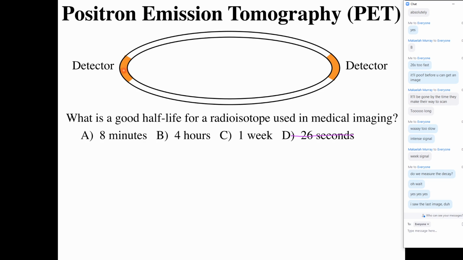Yep. Because if it has a really long half-life, it's a really slow rate, so you don't get a very high detection. So one of two things: you either have to give them much more radiation to begin with to get a high enough amount of gamma to detect, which makes them radioactive. And number two, do you want a patient to be radioactive for a week?